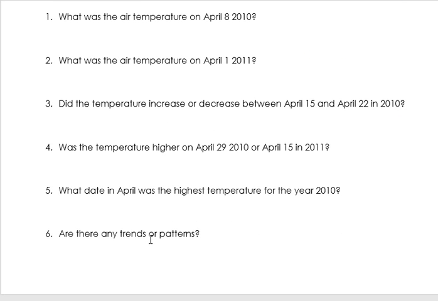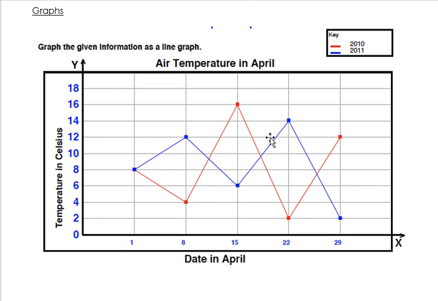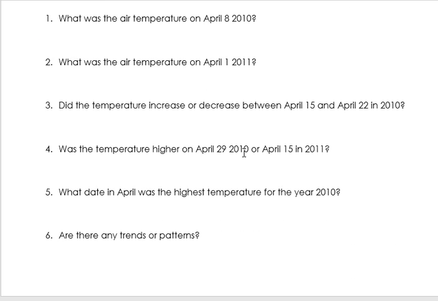Question 5 asks, what date in April was the highest temperature for the year 2010? So we find our 2010 line, we follow it, and we decide which day was the hottest. At which point did that line reach its highest? We then follow it down and we can see which day it is.